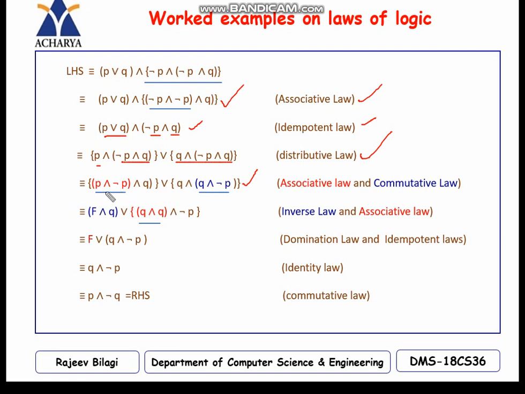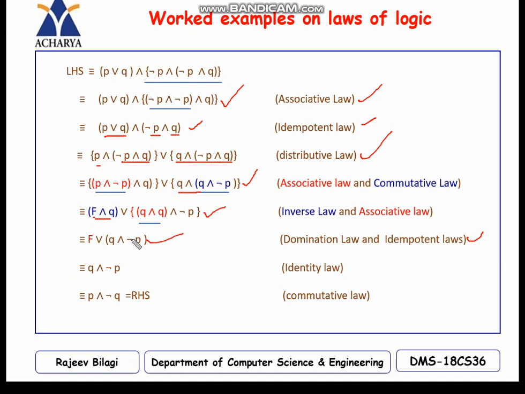Okay, so this is the associative law and commutative law. So now I know the inverse law, P and negation of P is F. Okay, so F and Q, if I write Q and Q here, again I will take the associative law here, Q and Q and negation of Q. Okay, so now this is F, domination law. F or this Q and Q is the idempotent law. So Q and negation of P. Okay, I have applied these two laws here.